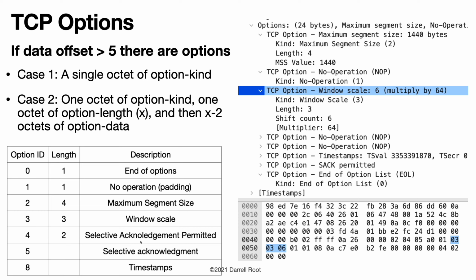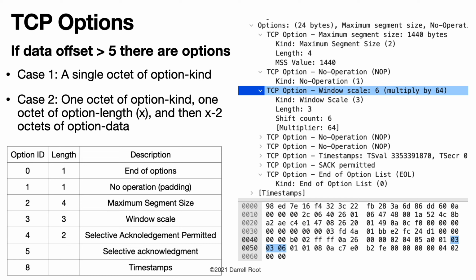4 and 5 are used for selective acknowledgments, which we're not going to talk about in this lecture. And then option 8 is for timestamps, which is a way for your operating system to get response times for TCP connections. Here's a Wireshark decode of some TCP options. And you can see in these TCP options, we're setting the maximum segment size to be 1440 bytes, which is pretty close to the Ethernet maximum of 1500 plus some headers.